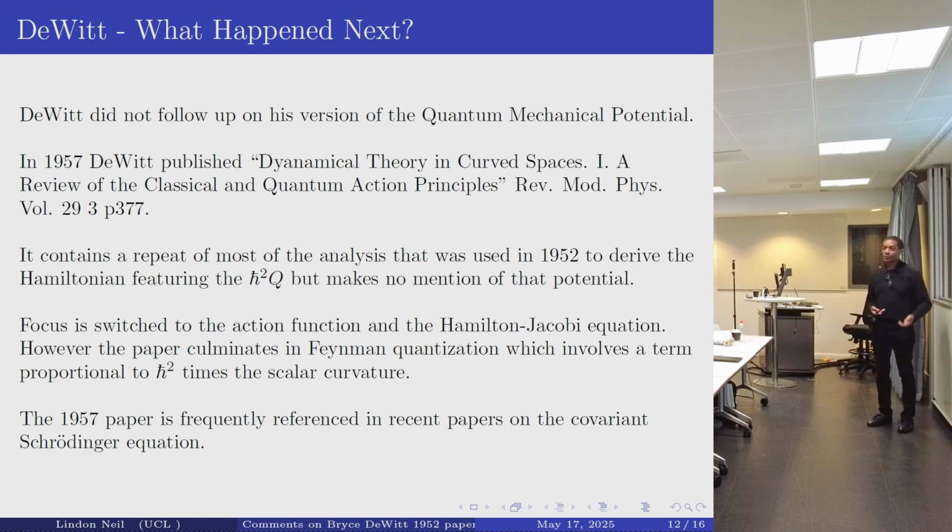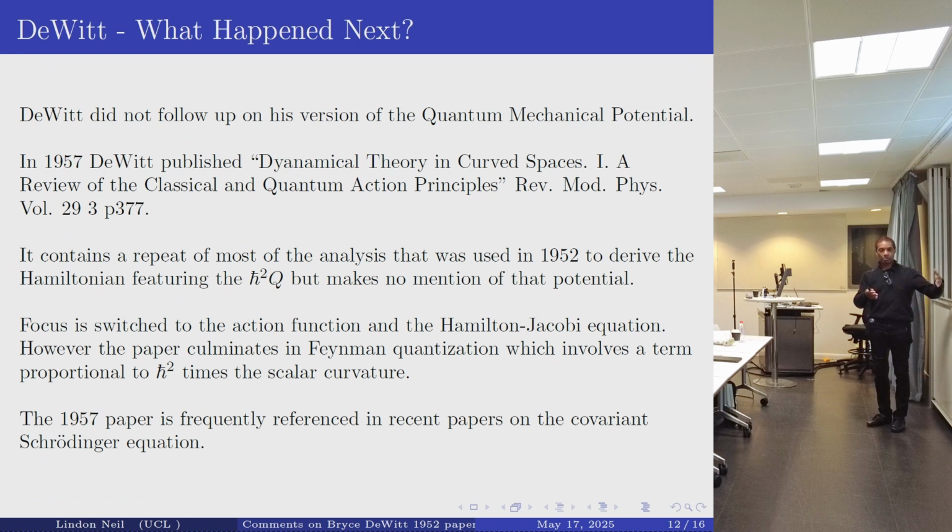DeWitt didn't do anything with the quantum mechanical potential. He did stand by the analysis that he did, because he repeated it 5 years later in a 57 paper called Dynamical Theory of Curved Spaces. Basically, he set out to do 2 papers to start to do the whole thing again. But in this case, he didn't mention the quantum mechanical potential at all.